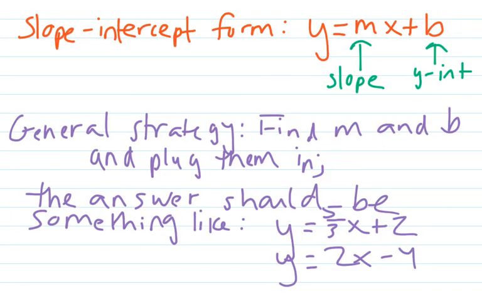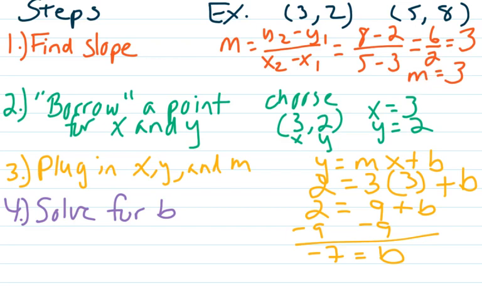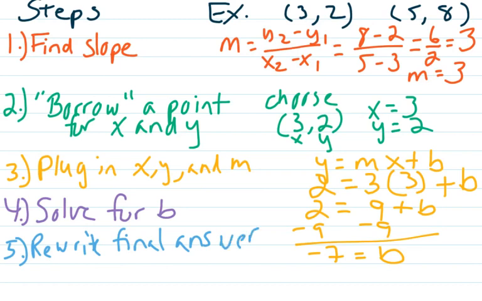So remember my strategy: find m, find b, plug them in. We only have one step left. We found m, we found b. I'm out of colors on my palette, so let's go back to the blue. And my last step is rewrite the final answer. So here, with the m and the b, this is what it looks like. I'm really running out of space here.